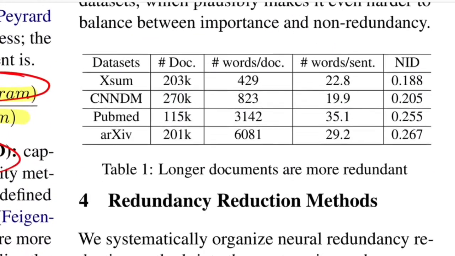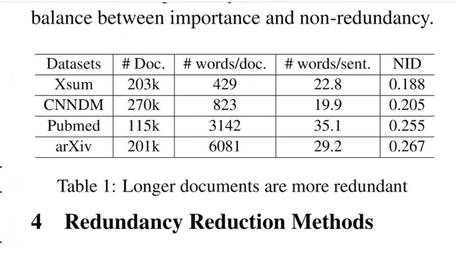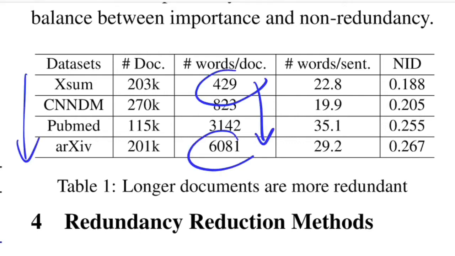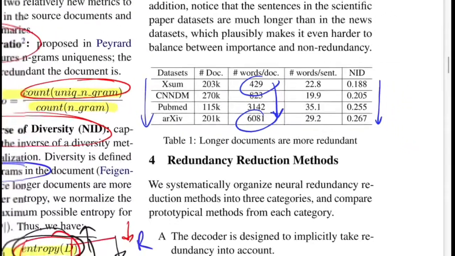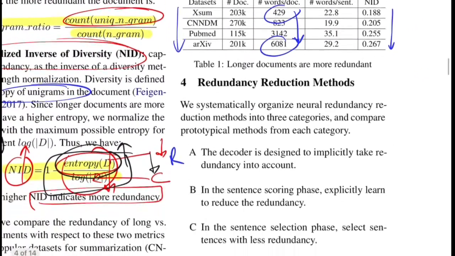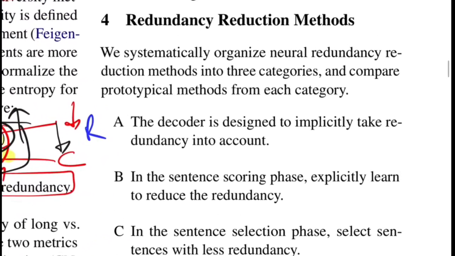Also regarding the NID, they again did a similar experiment. So for this table, if you see from top to bottom, the number of words severely increased from 429 to 6000 if you talk about the research papers. The NID metric, which was dependent on entropy, as it increases, the redundancy increases. So yeah, it's pretty clear that for long documents, it's hard to balance between importance and redundancy.